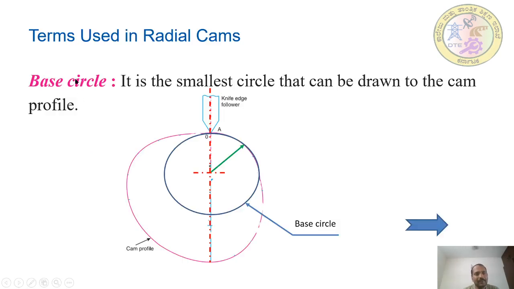So far we discussed different terms used in radial cam. We will see one by one once again. Base circle. It is the smallest circle drawn from the center of the cam to the cam profile.